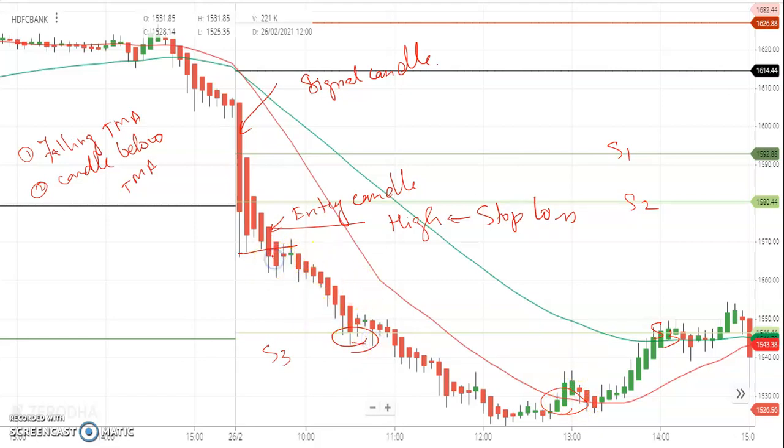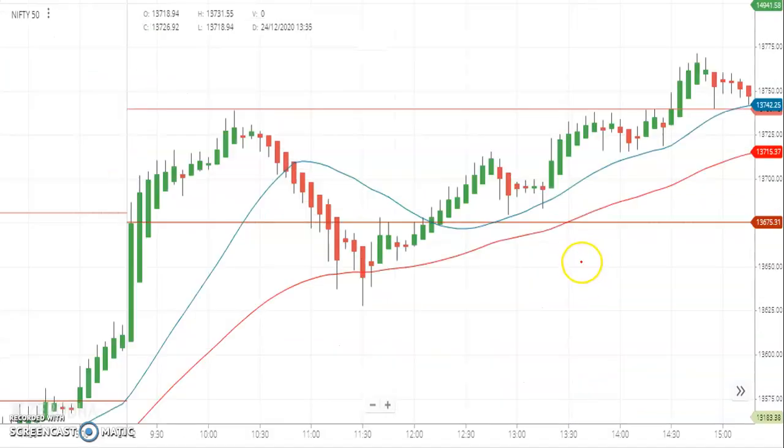Imagine from here we exit the position somewhere here. So you see, point-wise, it's close to 50 points in HDFC Bank. The reason why we have to strictly follow the stop loss and targets of R1, R2 or S1, S2 is that they will act as strong resistance and support.